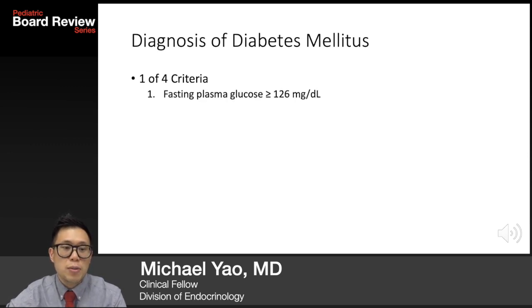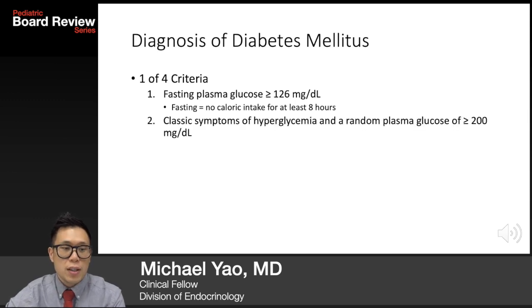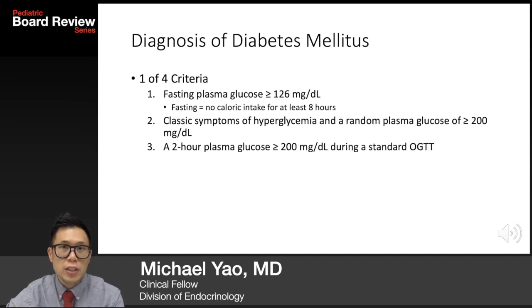First being a fasting plasma glucose greater than or equal to 126, and fasting is defined as no caloric intake for at least 8 hours. Another criteria is classic symptoms of hyperglycemia and a random plasma glucose of greater or equal to 200. A third criteria is a 2-hour plasma glucose greater than 200 during a standard oral glucose tolerance test. And the fourth criteria would be a hemoglobin A1C greater than or equal to 6.5%.